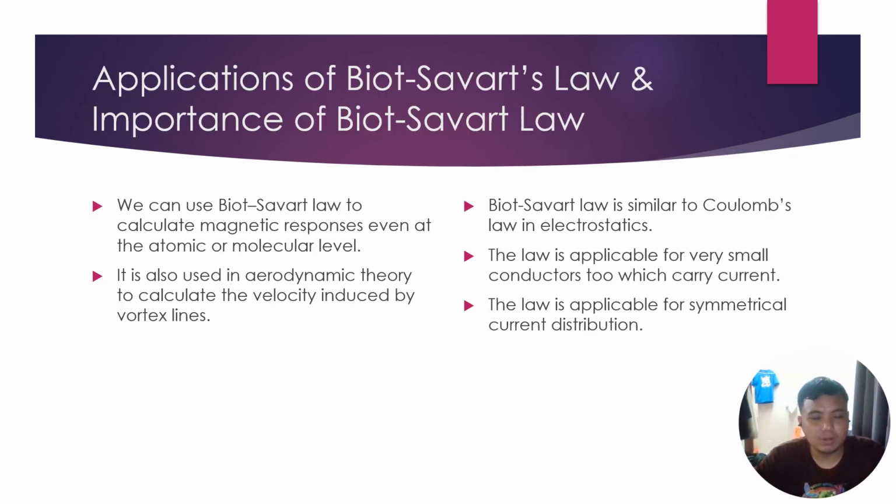So, the application and importance of the Biot-Savart law. Every law has an application and importance. For the Biot-Savart law, the application is that we can use it to calculate magnetic response at the atomic or molecular level. It is also used in aerodynamic theory to calculate the velocity induced by a vortex line. The importance is that the Biot-Savart law is similar to Coulomb's law in electrostatics, and the law is flexible for very small conductors which carry current, and the law is applicable for symmetrical current distribution.